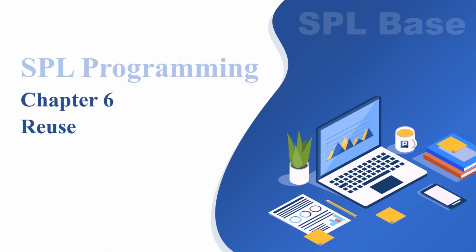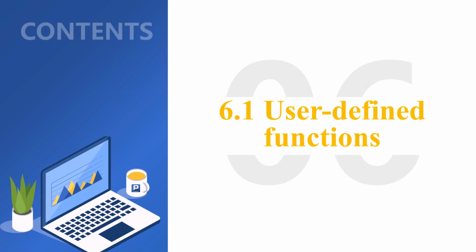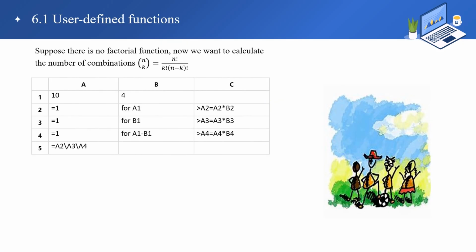Chapter 6. Reuse. Section 1. User-defined functions. Still, suppose there is no factorial function. Now we want to calculate the number of combinations. Cnk equals the factorial of n divided by the factorial of k times the factorial of n minus k.